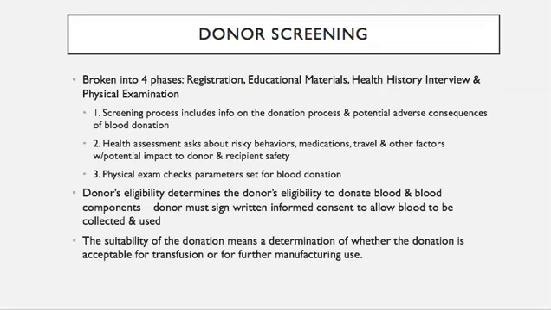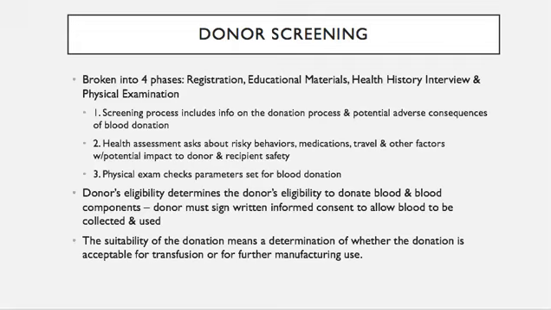Okay, so the donor screening is broken into 4 phases. You've got the registration of the donor, educational materials, health history interview, and then a physical examination. That screening process includes information on the donation process and potential adverse consequences of blood donation. So the donor is going to get informed and educated on anything that could go wrong, or what kind of questions they're going to be asked during the screening process.